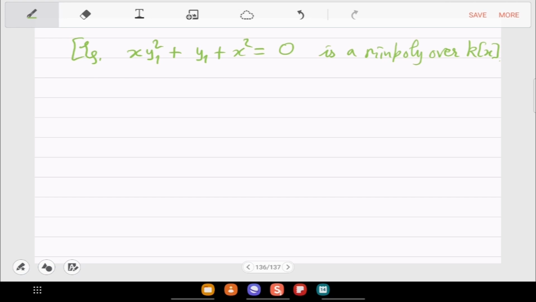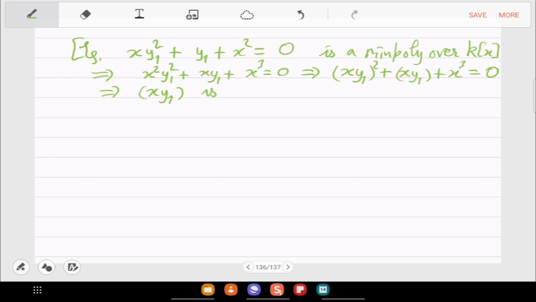The simple trick is, instead of y1, you should look at x times y1. That will be integral, because you multiply this by x, so you have x square y1 square plus x y1 plus x cube equal to 0, which means that in terms of x y1, it has a monic min poly. So x y1 is integral.